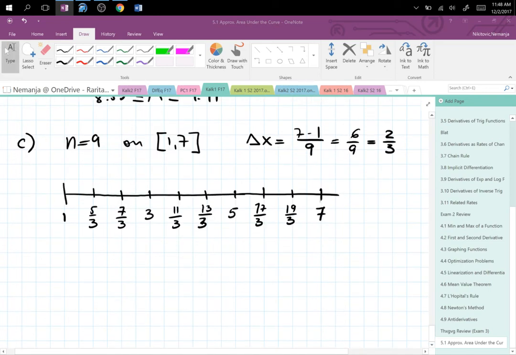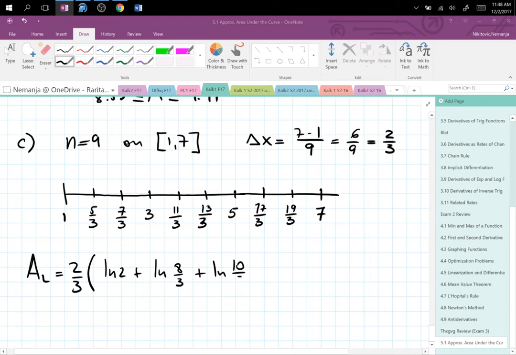Now someone has to compute this. So left areas are going to be 2/3, which we can factor out, our delta x. And now you have left sums. So ln 2 plus ln of 8/3, because it's plus 1, right? So 5/3 plus 1 is 8/3. And then plus ln of 10/3.